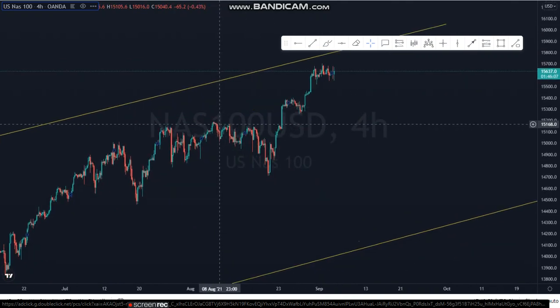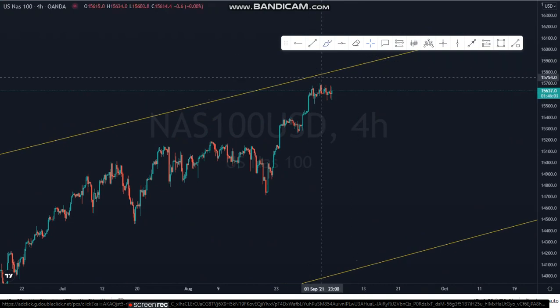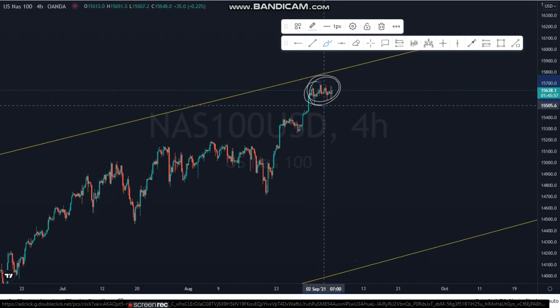As we can see, at the moment the market is in a correction phase, guys. So remember, the market moves in two directions: impulse and correction. This is the correction when the market moves sideways, guys. So now we'll be expecting our impulse.